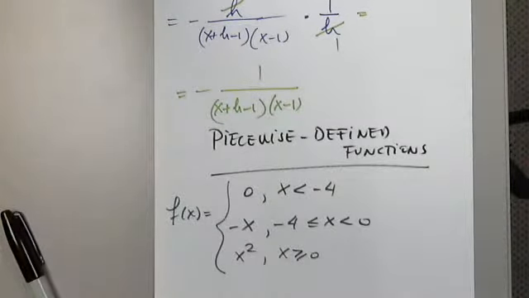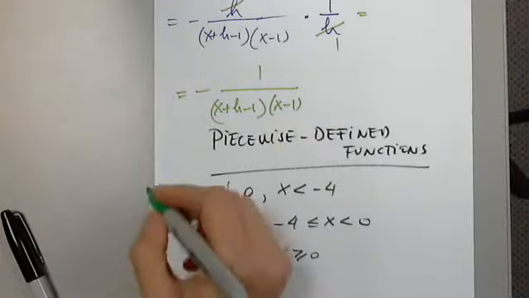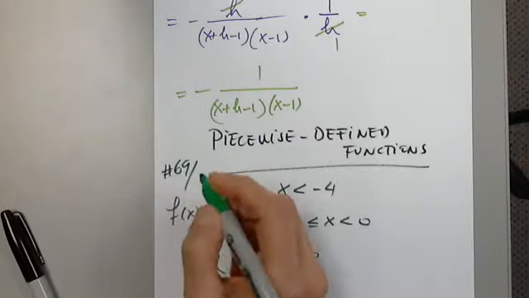How many pieces does this function have? Let me check if I copied it. Sometimes I copy from one problem and part of another problem. Yes, I think I copied it correctly. Doesn't matter really. So this is problem 69 on page 252.